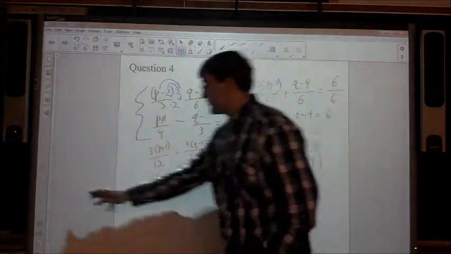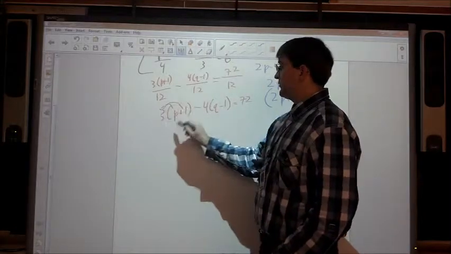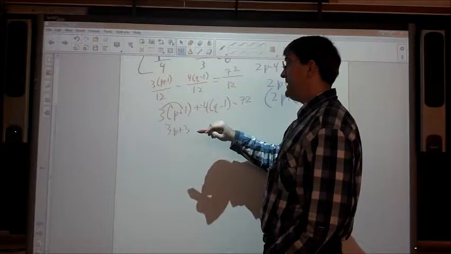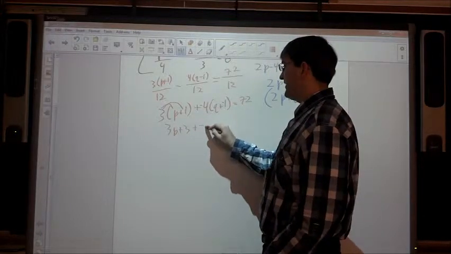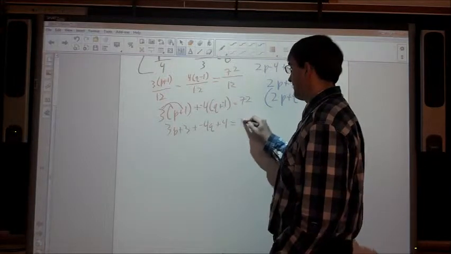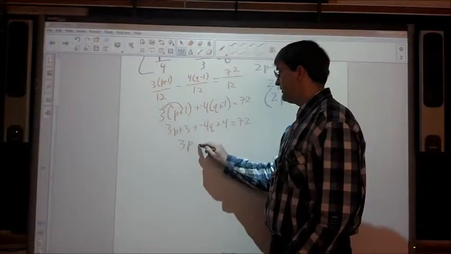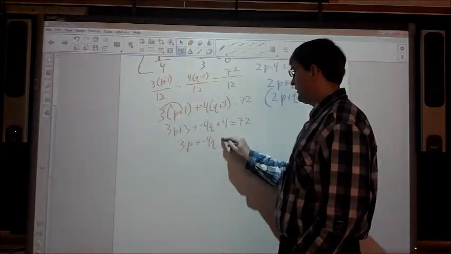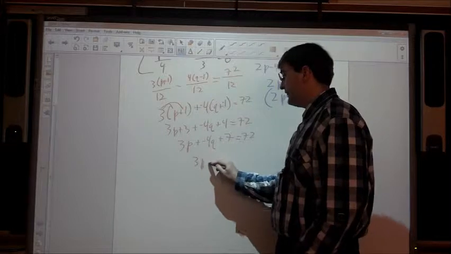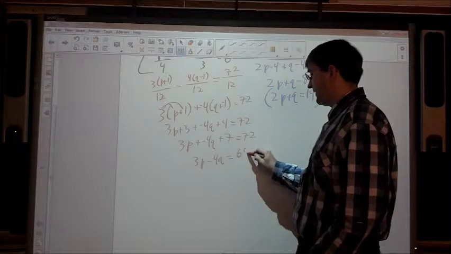Because what happens, let me scroll down just a little bit here. When we distribute, we have 3p plus 3, and then we're distributing a negative 4. So we get a negative 4q, and then the negative 4 times the negative 1, that's a positive 4, equals 72. Then that gives me 3p plus negative 4q plus 7 equals 72, which in turn gives me 3p minus 4q equals 72 minus 7 is 65.